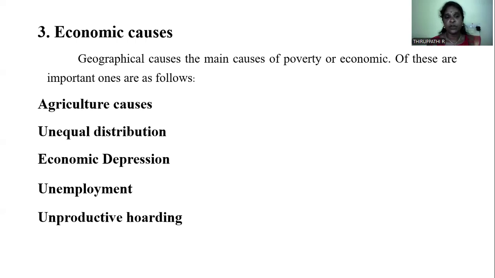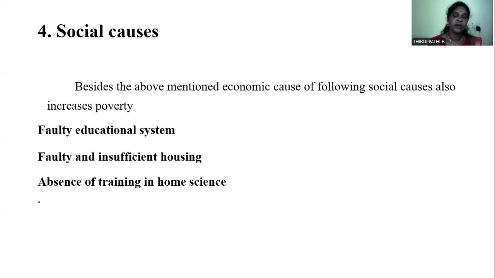The next is unemployment. Unemployment is the main cause of increase in poverty. The standard of living is very low among people in both rural and urban areas. That is due to decreases in income and increase in poverty. The next is unproductive hoarding. In India, most of the wealth in our country is in unproductive hoarding, such as jewelry and others. And these are also known as the economic causes of increase in poverty.